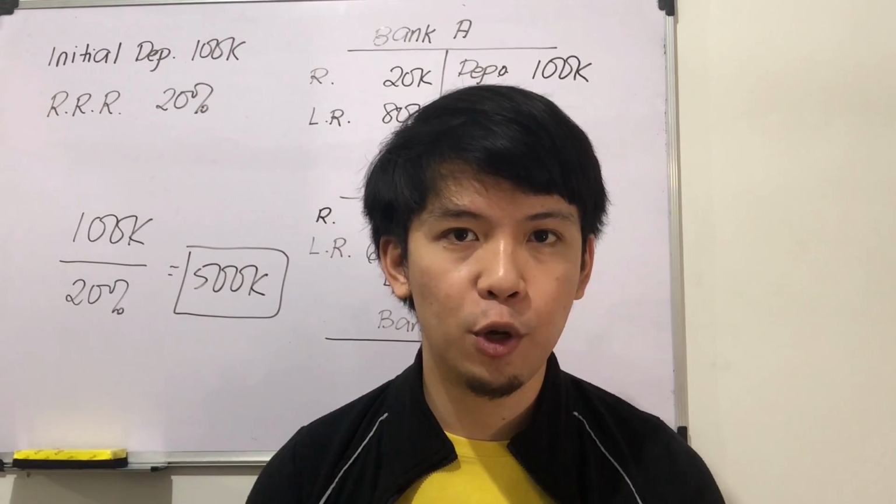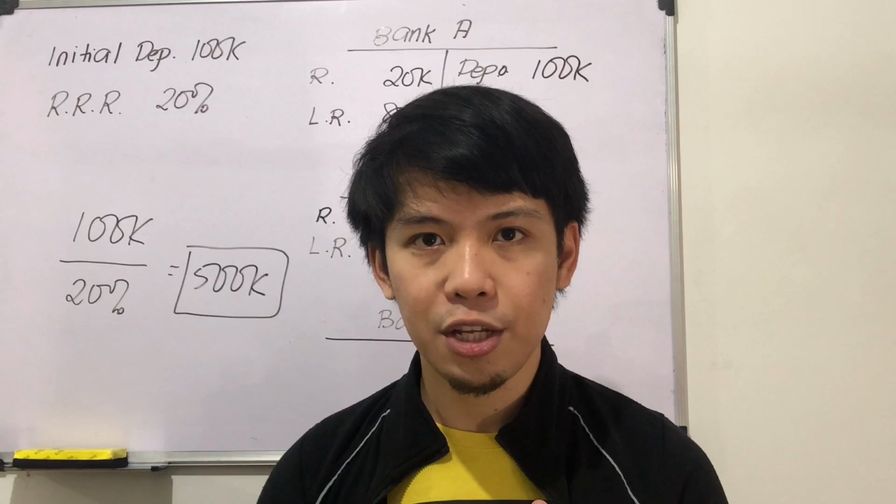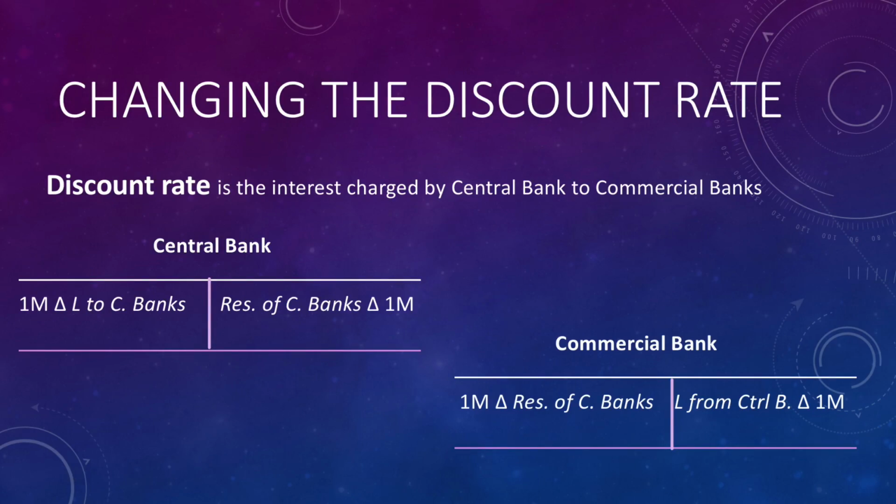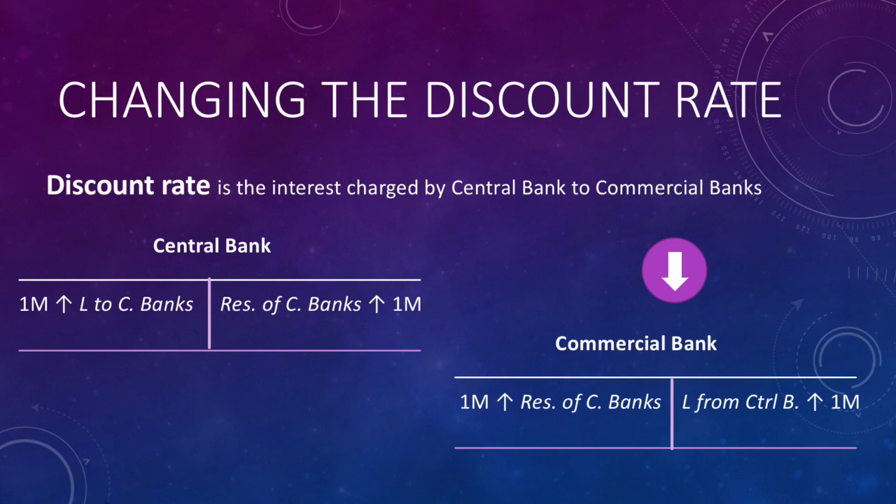Another way to influence the supply of money is through changing the discount rate. Discount rate is the interest charged by the central bank to commercial banks. Naturally, if the central bank decreases the discount rate, the commercial banks would be motivated to borrow more, hence increasing the overall money supply. On the other hand, if the discount rate is increased, commercial banks would be discouraged from taking a loan, thereby decreasing the reserves of commercial banks.